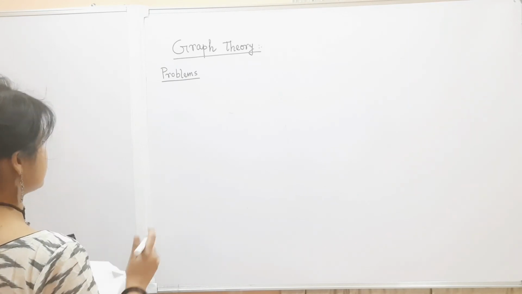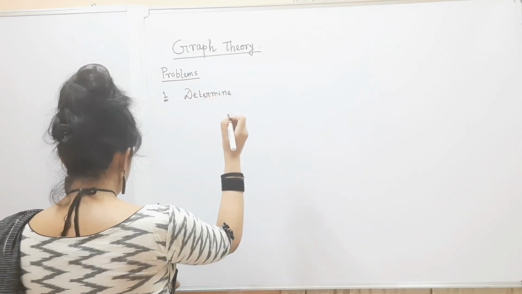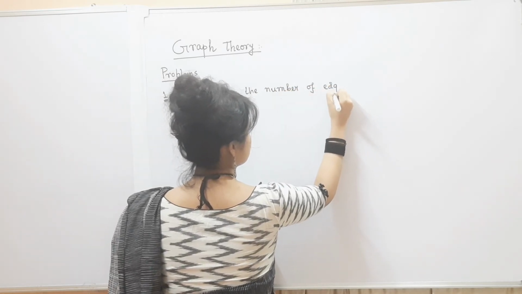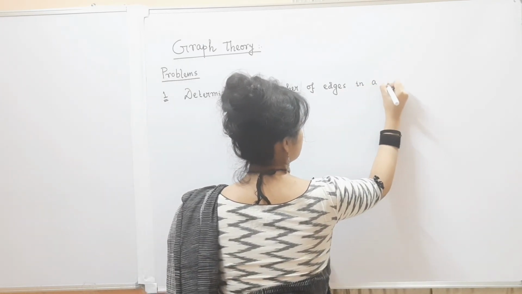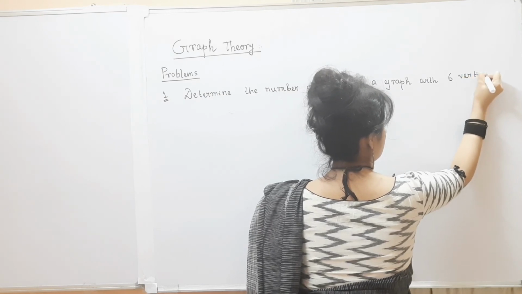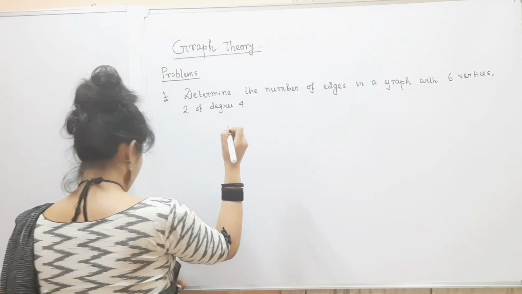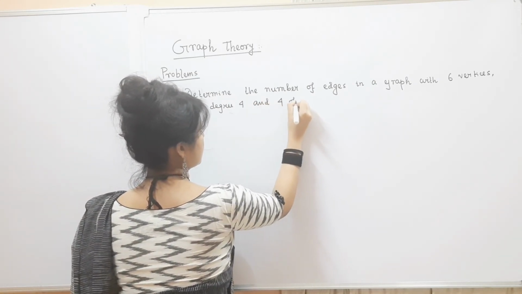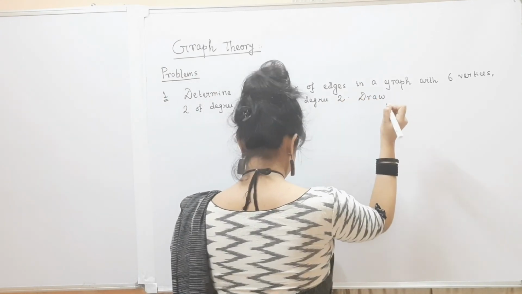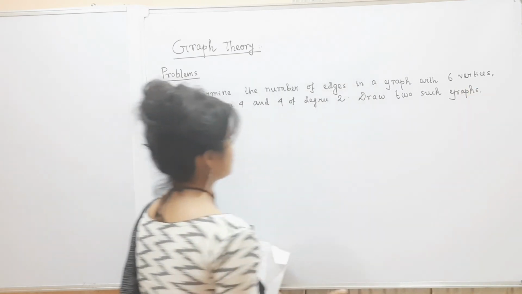So the first problem is: determine the number of edges in a graph with 6 vertices, 2 of degree 4 and 4 of degree 2, and draw 2 such graphs.